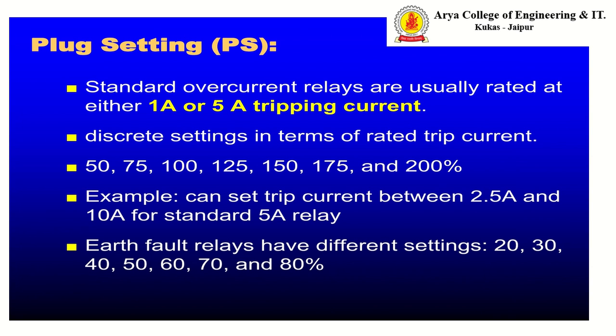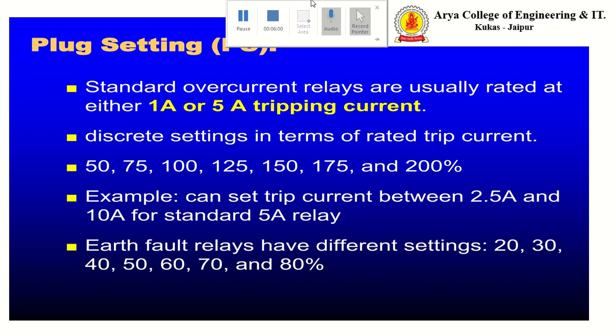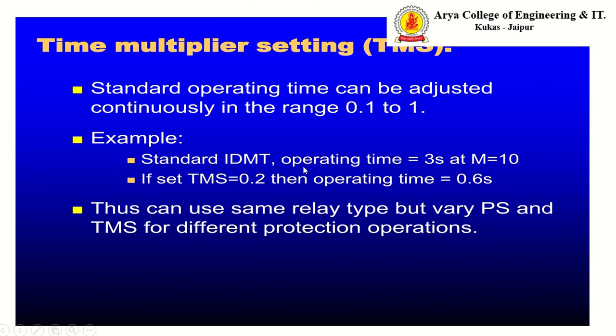Now plug setting. Standard overcurrent relays are usually rated at either 1 ampere or 5 ampere tripping current. Discrete settings in terms of rated trip current are 50, 75, 100, 125, 150, 175 and 200 percent. For example, we can set trip current between 2.5 ampere and 10 ampere for a standard 5 ampere relay. Earth fault relays have different settings: 20, 30, 40, 50, 60, 70 and 80 percent.